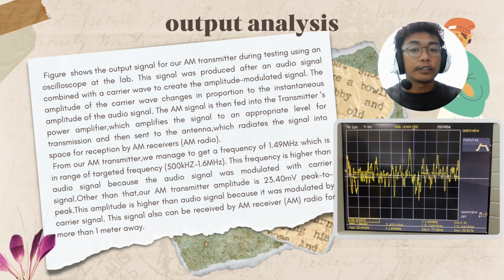For our AM transmitter, we managed to get a frequency of 1.49 MHz, which is in the range of the targeted frequency, 500 kHz to 1.6 MHz. This frequency is higher than audio signals because the audio signal was modulated with the carrier signal. Other than that, our AM transmitter amplitude is 23.40 millivolts peak to peak. This amplitude is higher than the audio signal because it was modulated by the carrier signal. This signal can also be received by an AM receiver and AM radio more than 1 meter away.